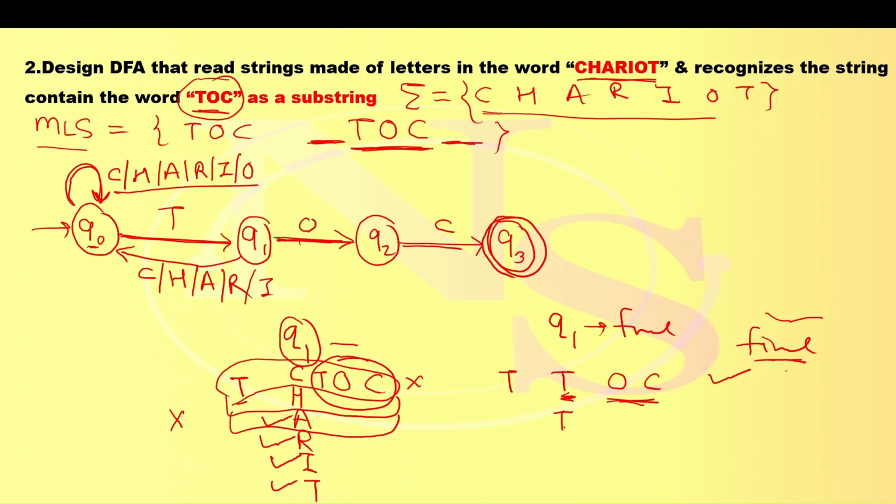Q1 is looking for a single T, or double T is also allowed. Double T is also allowed because OC is as it is. Again TOC is there. If triple T is coming, OC is as it is. Again TOC is coming. Suppose starting from Q1, T as it is, Q1 to final, OC as it is.